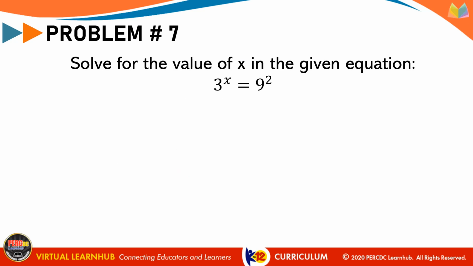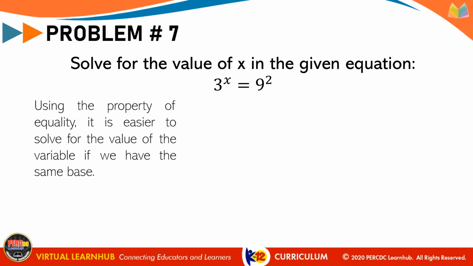For problem number 7, solve for the value of x in the given equation. 3 raised to x equals 9 squared. By property of equality, it is easier to solve for the value of the variable if we have the same base. So, let's express 9 with base 3. So, 9 is 3 squared.